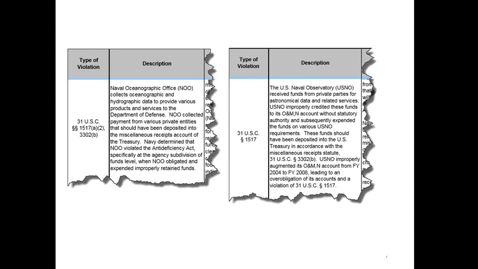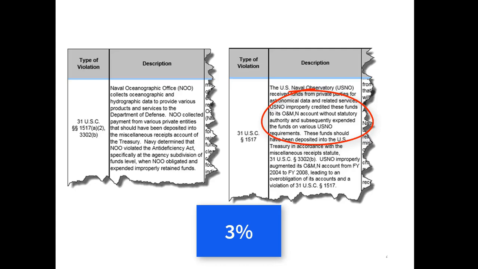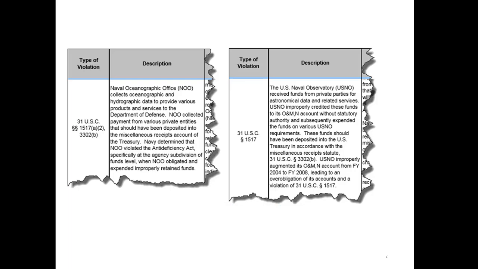A similar example, the Naval Observatory violated their apportionment by keeping funds collected for astronomical data that should have been deposited in the Treasury. Improper augmentation violations account for about 3% of the Anti-Deficiency Act violations reported to GAO. Okay, let's summarize.